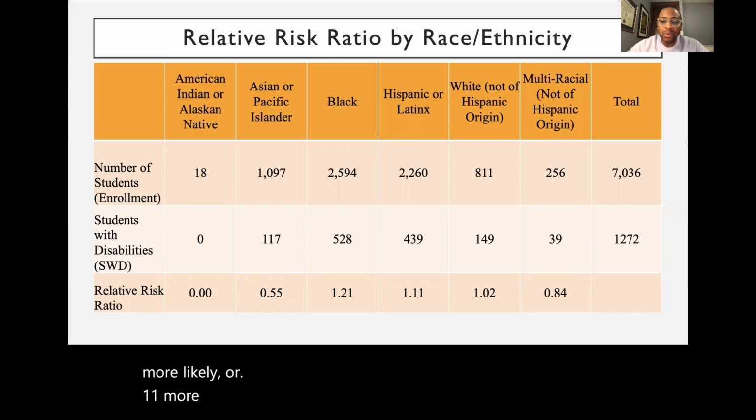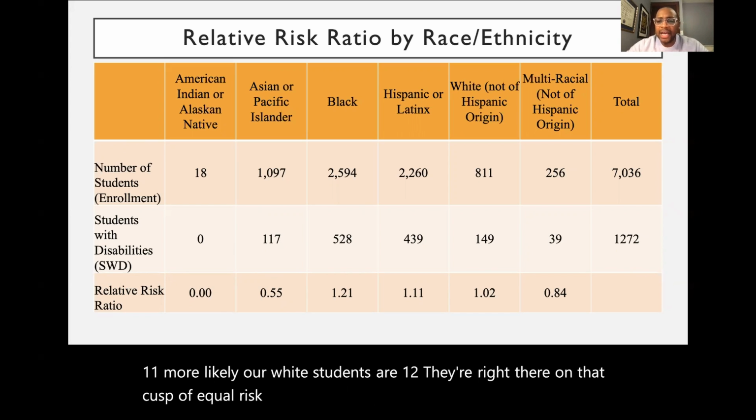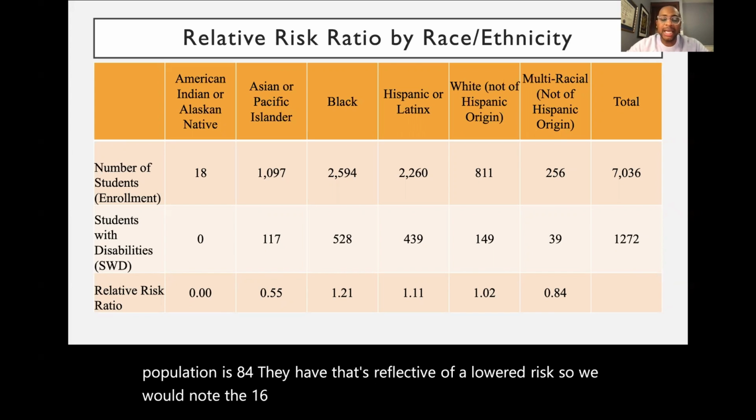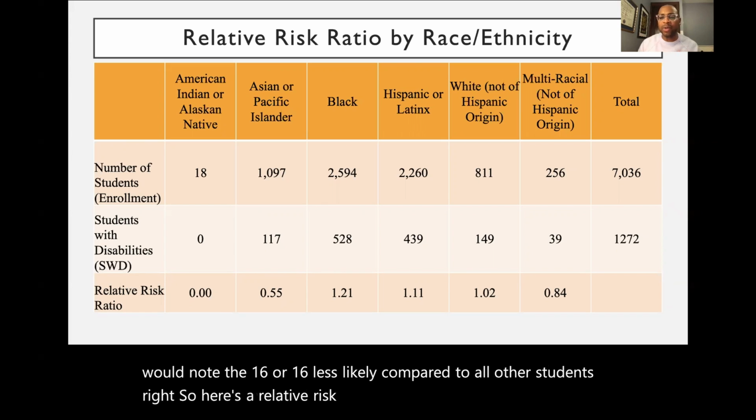Our white students are 1.02. They're right there on that cusp of equal risk, right? And finally, our multiracial student population is 0.84. That's reflective of a lowered risk. So we would note the 0.16 or 16% less likely compared to all other students, right? So here's the relative risk ratio when we look at it with all students' disability categories included.